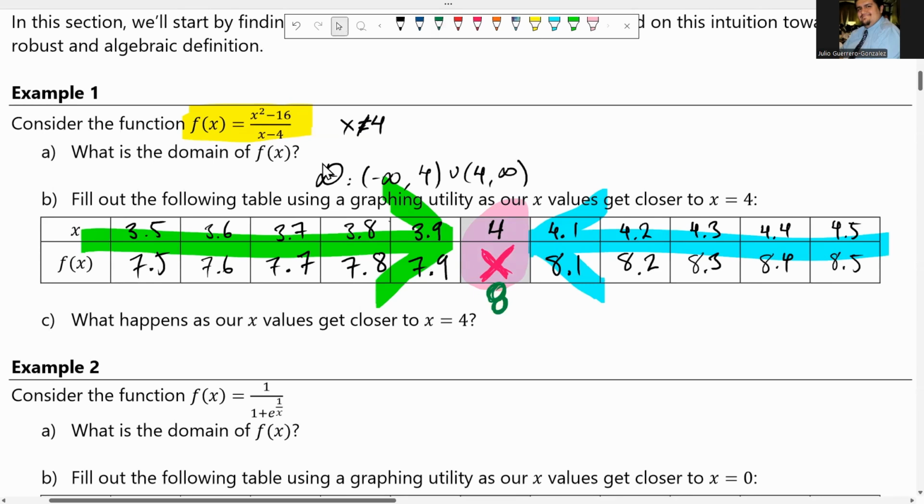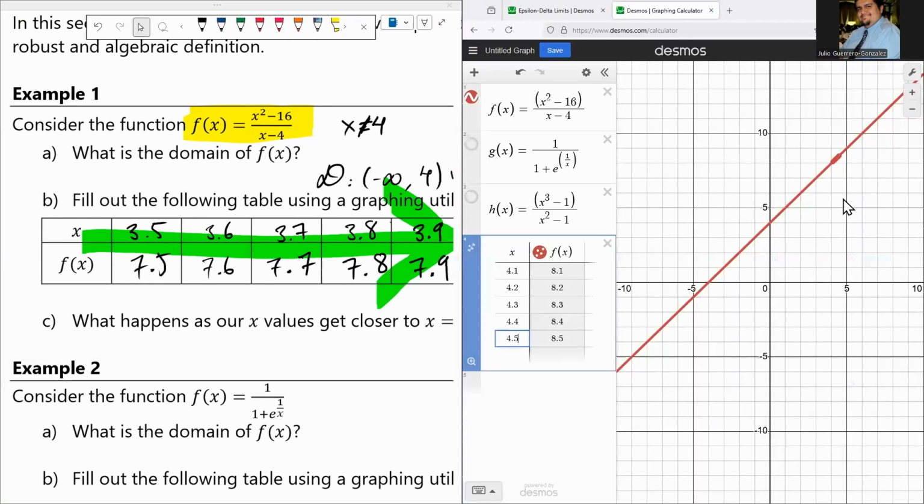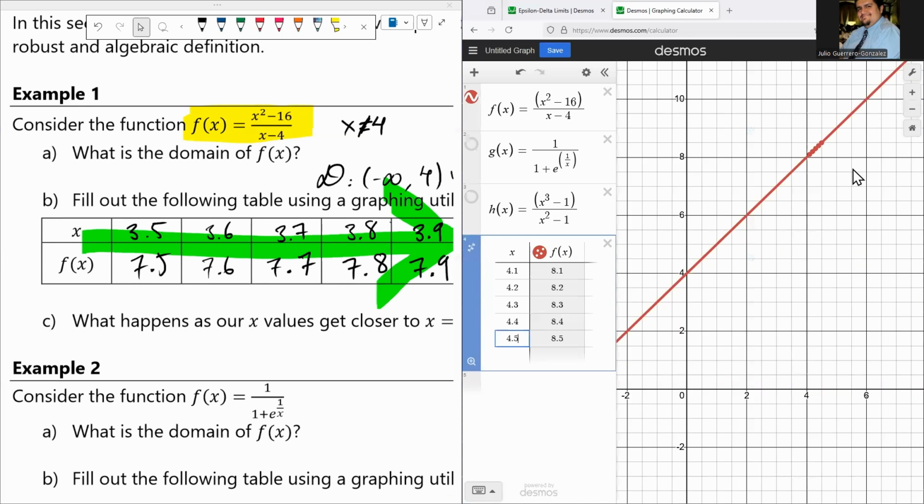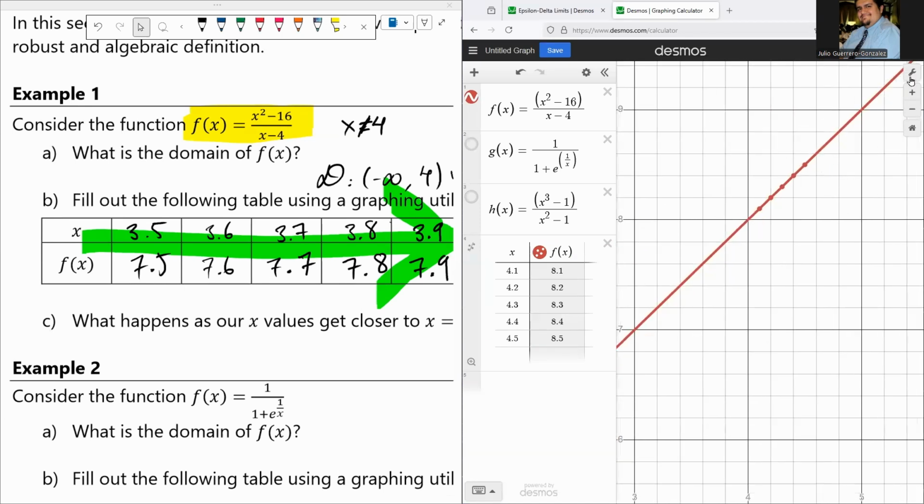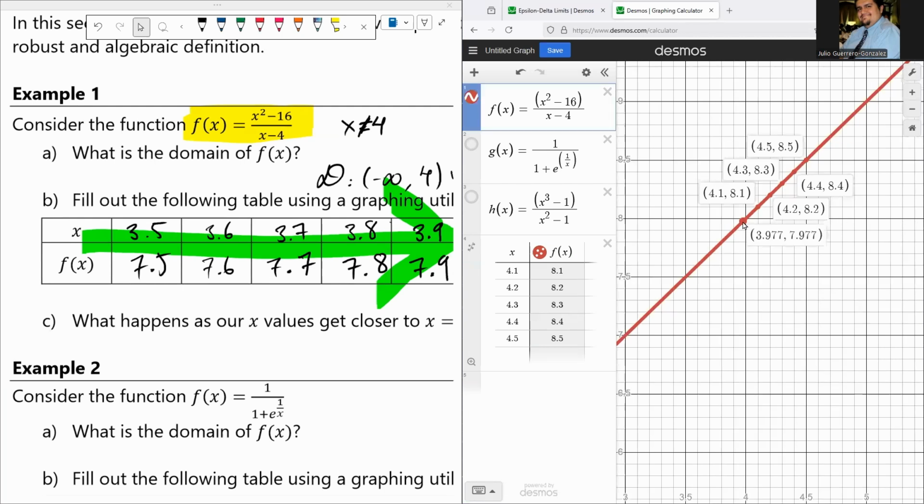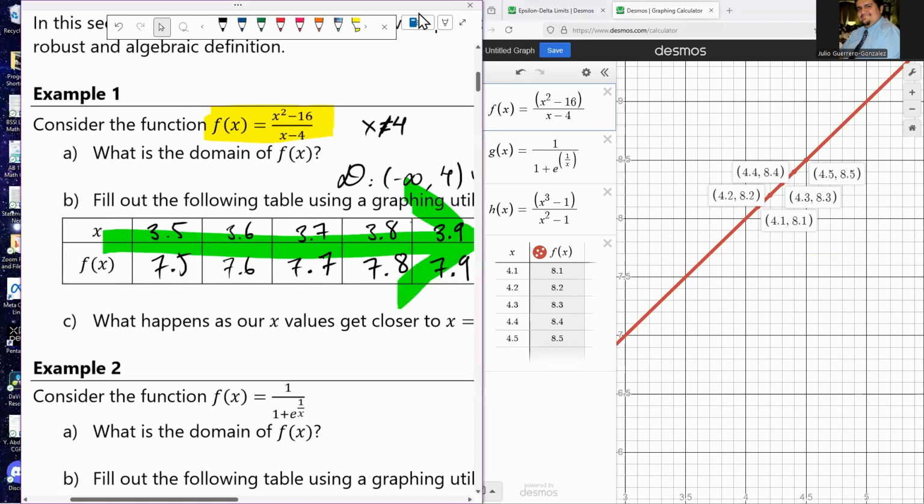Makes sense? So what we did just now, let me go back to the table. If you take a look at the dots, hopefully you see that there's a set of dots here. Those dots are leading us somewhere, right? This is still undefined at 4, but you can tell there's a clear direction. Okay.